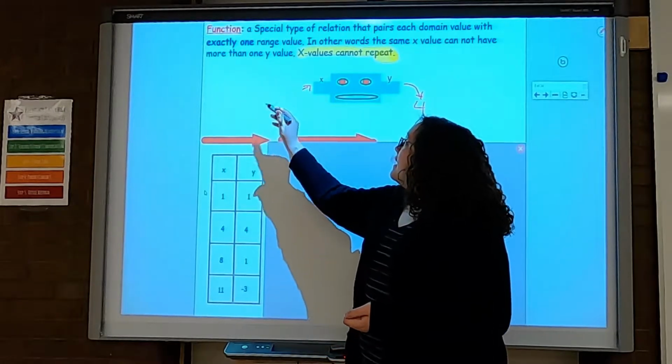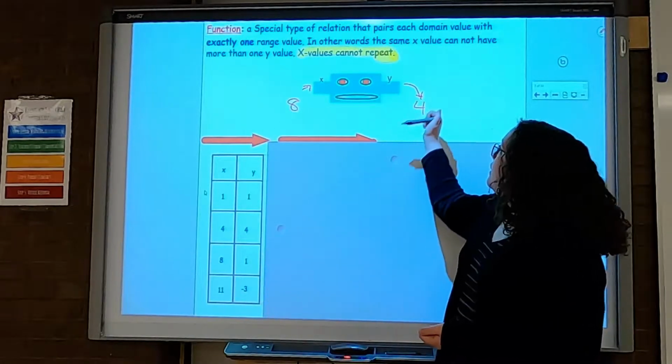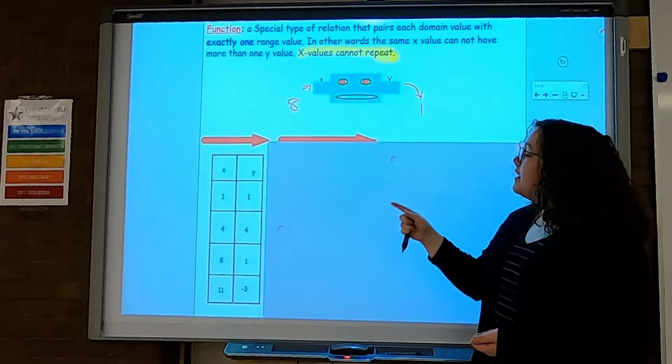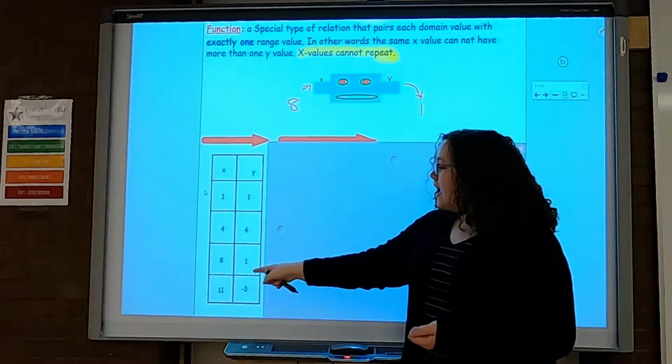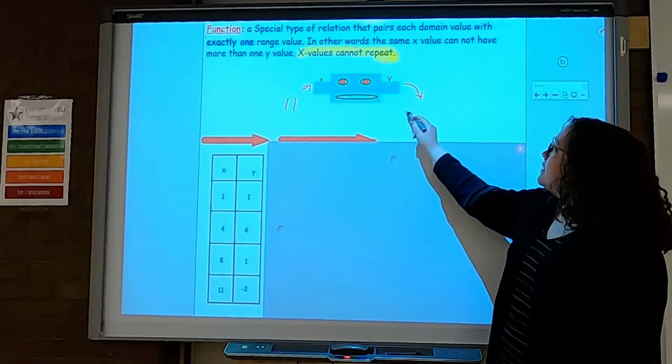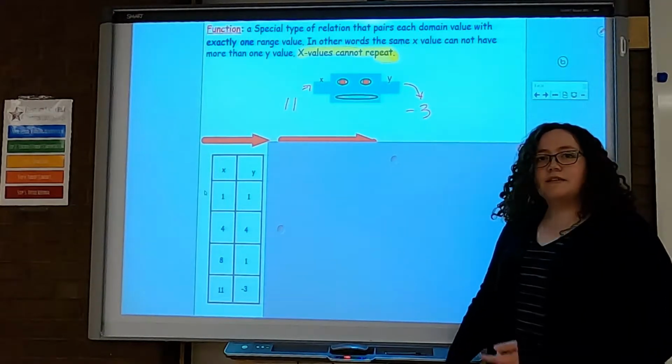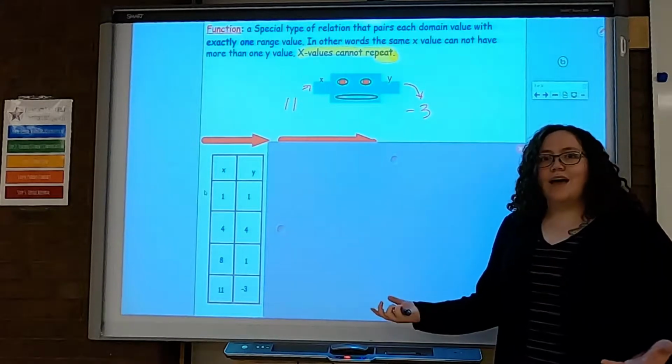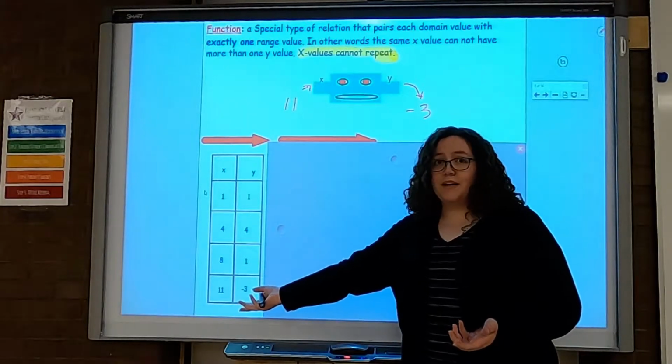Next up, I'm going to plug in an 8, and it spits out a 1. Looks like we're still okay. I haven't repeated any of those things I'm putting into the machine. And an 11, and it spits out a negative 3. Excellent, no problem. So is this a function? Well, I would say yes, because none of our x values repeated here.